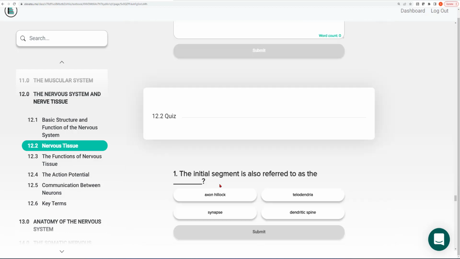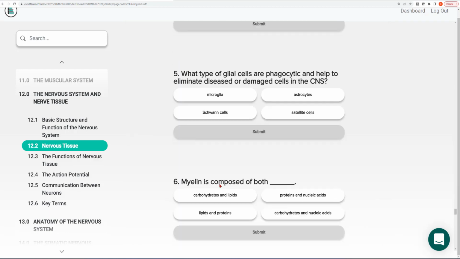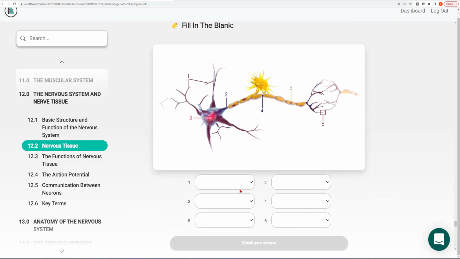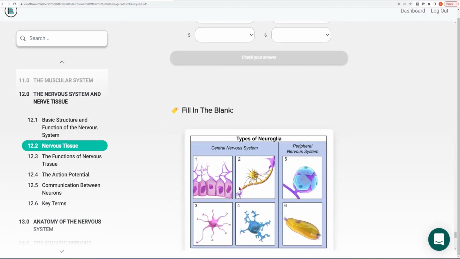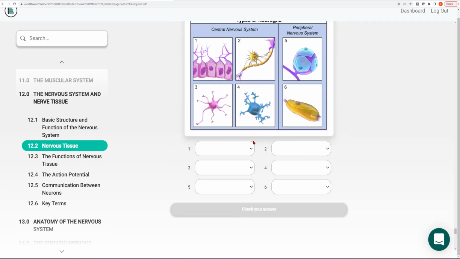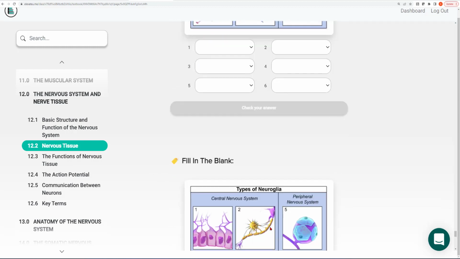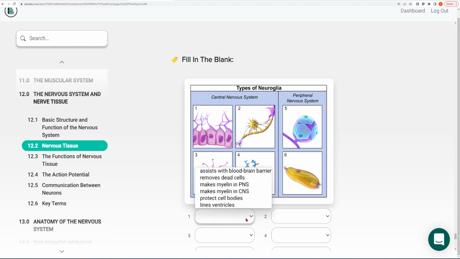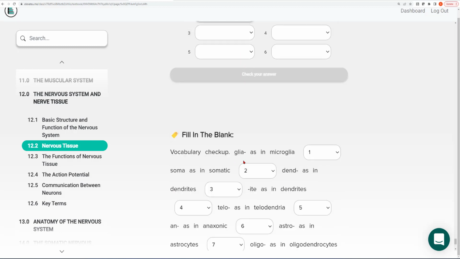Don't forget, as always, to try the questions at the end of the chapter, and there are also some labeling activities down here for you as well, not only to learn the names of the glial cells, but their purposes, as well as some vocabulary checks. Let's move on to 12.3.